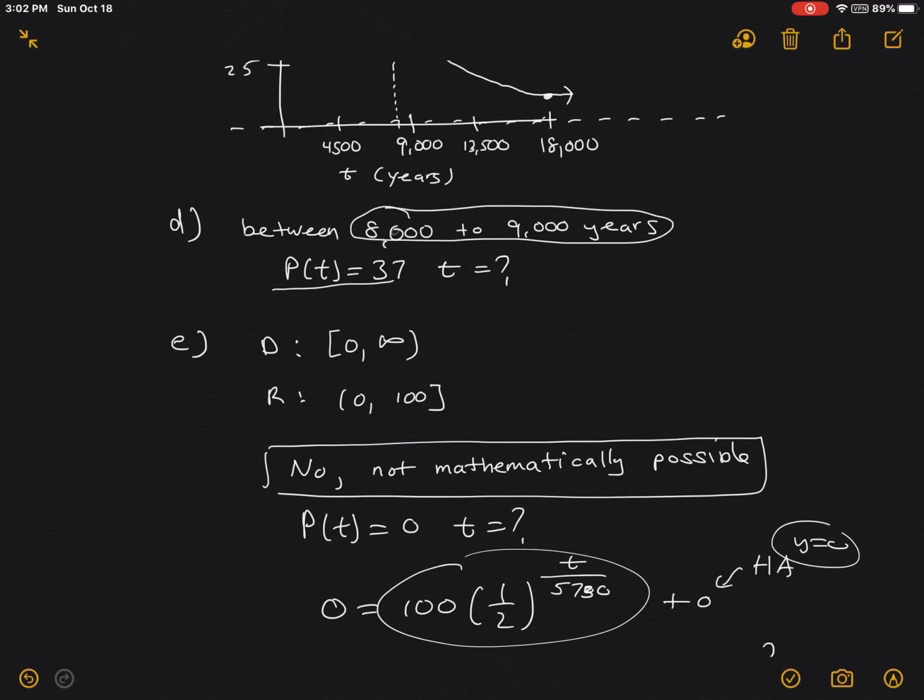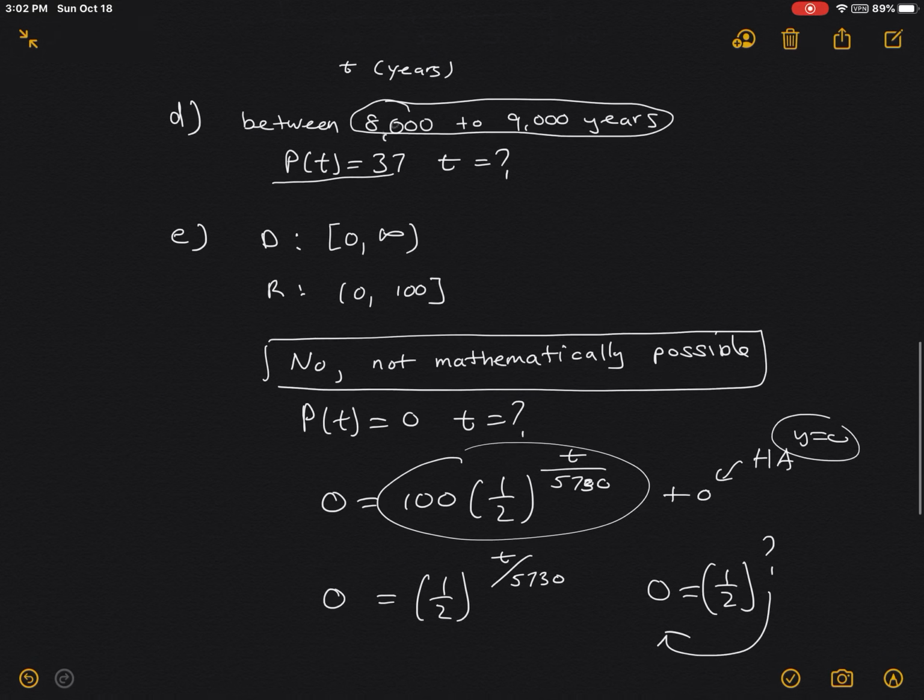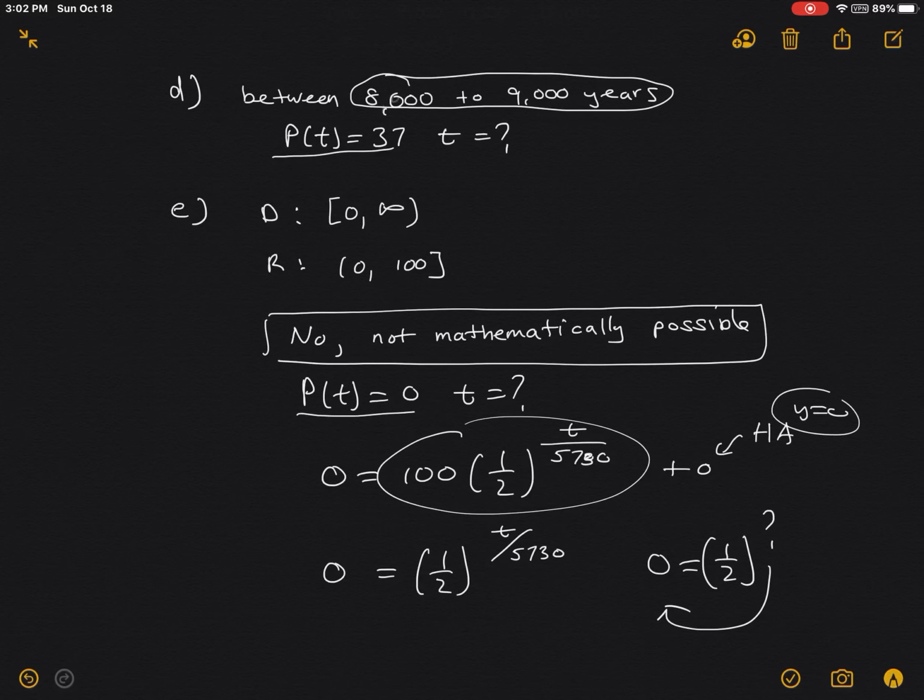And the question is, will the percentage of carbon-14 ever reach 0? And the answer is no. It's not mathematically possible. Why? I showed you over here, P of T equals 0, T equals what? If I set P of T equal to 0, there's no number for T that's going to exponentiate this 1/2 right here such that I get an output P of T equals 0.